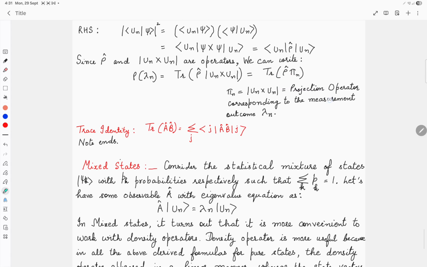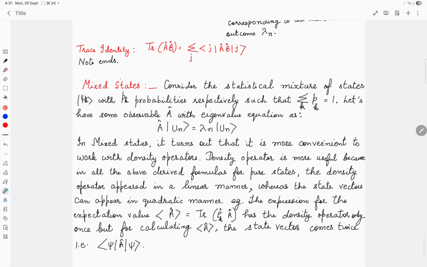Right. In the case of mixed states, now consider the statistical mixture of states psi k with probabilities pk, such that the summation of all the probabilities is equal to 1. So let us have some observable A with eigenvalue equation given by this. In mixed states, it turns out that it is more convenient to work with the density operator. The density operator is more useful because in all the above derived formulas for pure states, the density operator appeared in a linear manner.